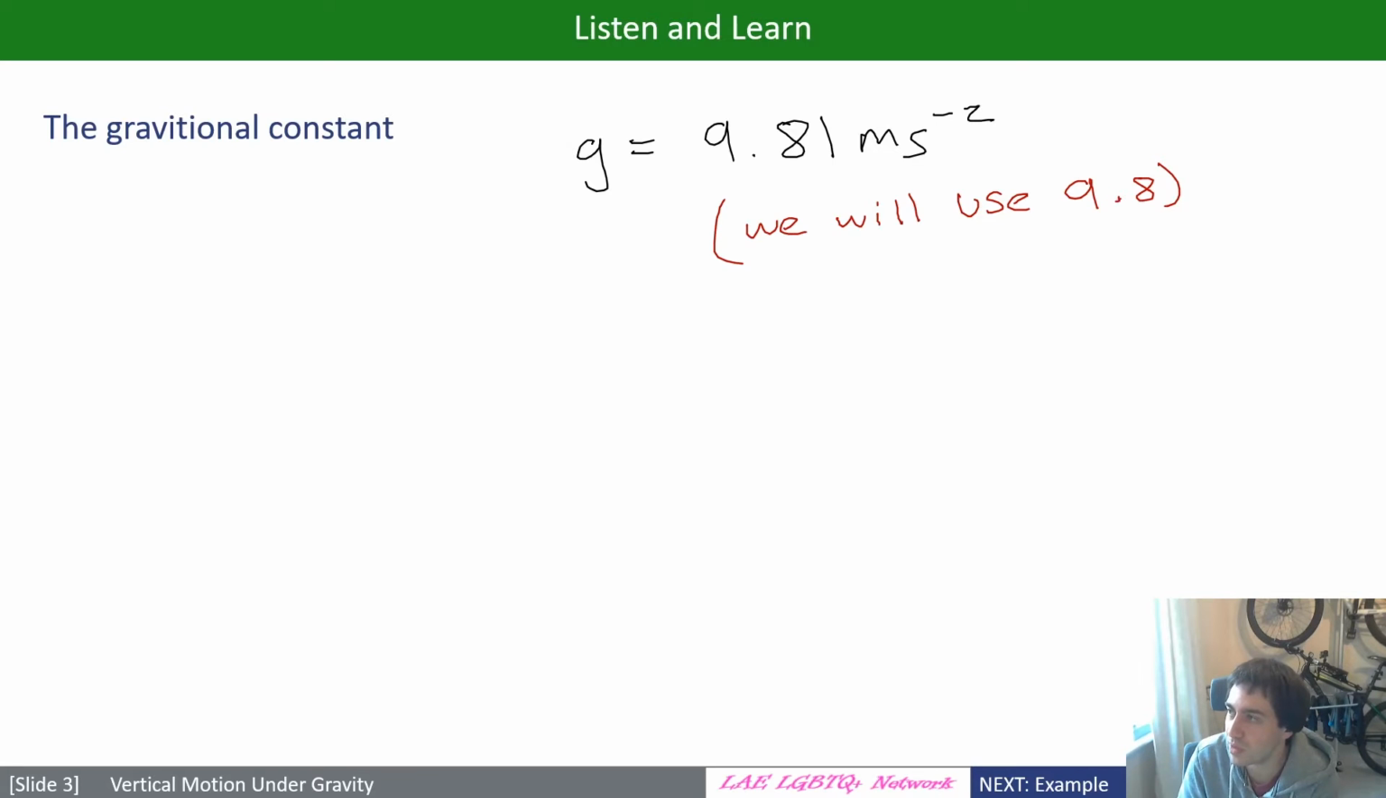Okay, so we don't have time to get into the details of why gravity exists or how exactly gravity works. That'll be more for physics, or if you did mechanics at further maths. But what we can say is this: when you're near the surface of the Earth, the acceleration that an object experiences because of the existence of gravity is 9.8 meters per second squared downwards, right? That's the acceleration it experiences.